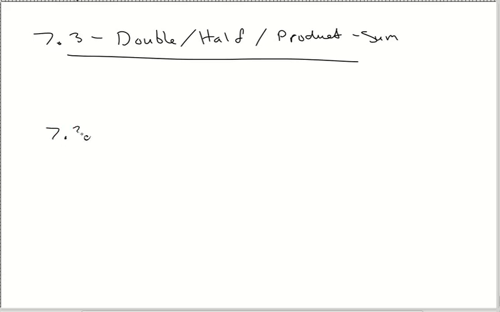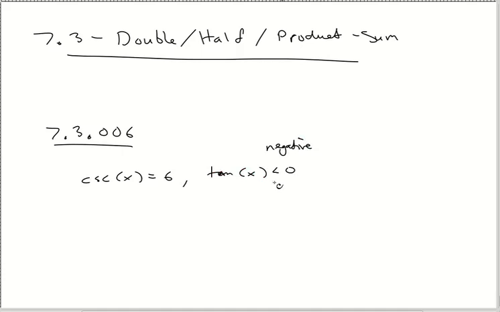We've got 7.3.006. They say cosecant of x is equal to 6, and tangent of x is less than 0. That makes that negative, by the way. They're saying that tangent is negative. You know what that means? My slope is negative. It's going to be one of these quadrants here, either 2 or 4.